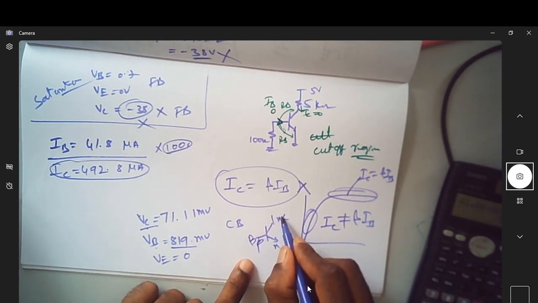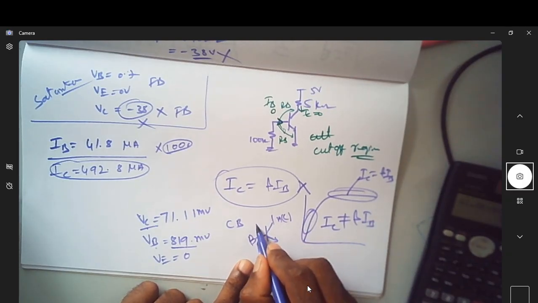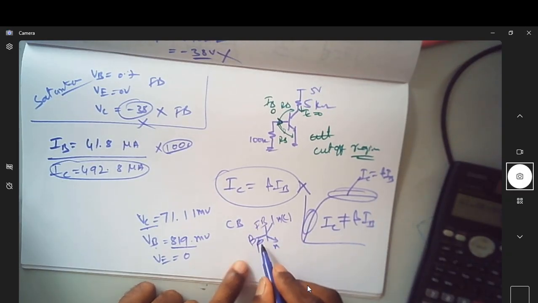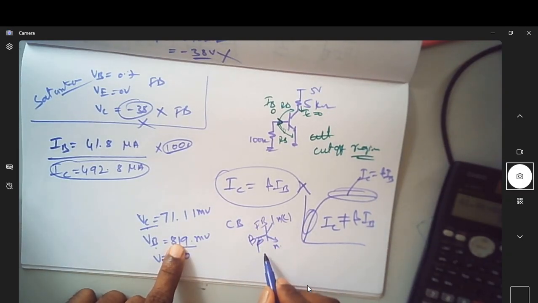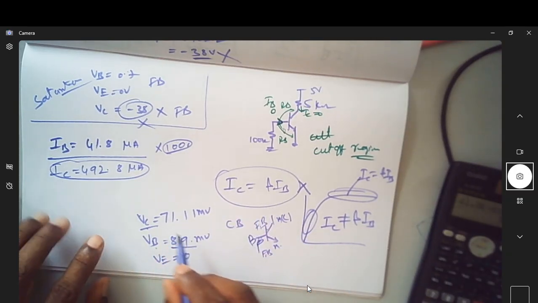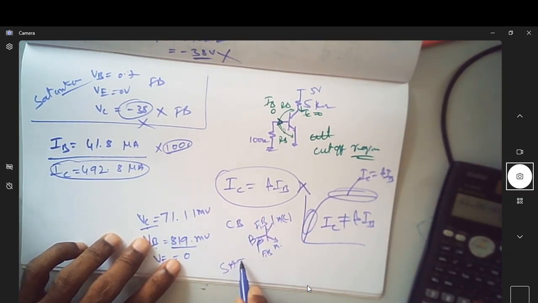Is this base voltage more than collector voltage? So it is forward biased. How about this? This is 819, this is 0. Is this also forward biased? So both are forward biased. When both are forward biased, we know that this is in saturation.